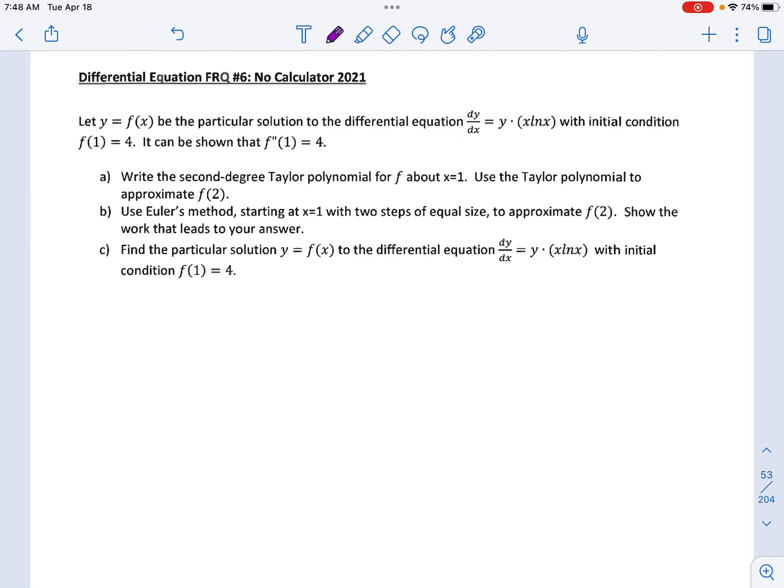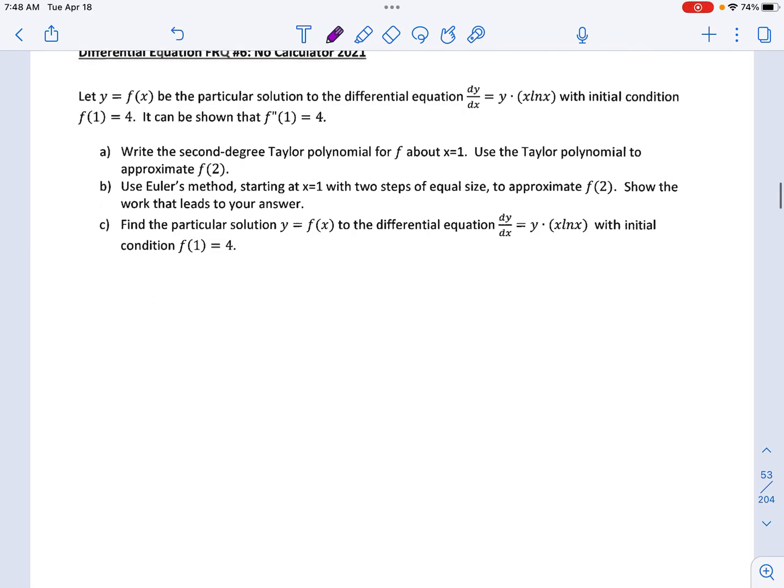Okay, this is the differential equation problem from 2021. It says y equals f of x be the solution to the differential equation that's given with the initial condition f of 1 equals 4, and it also gives us the second derivative, which is 4. So we need a second degree Taylor polynomial for f at x equals 1. So this is going back to series stuff.